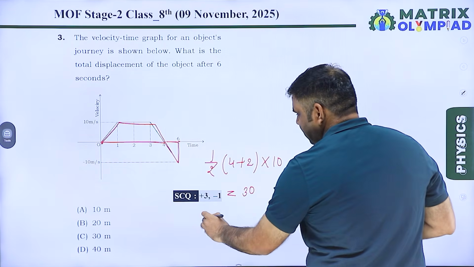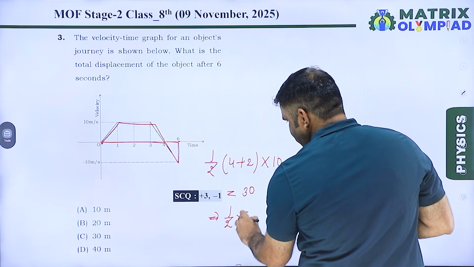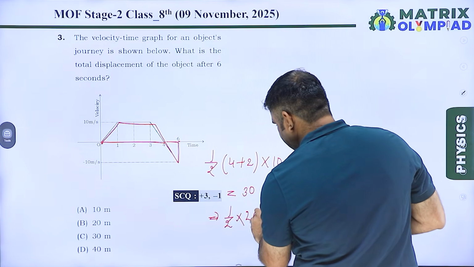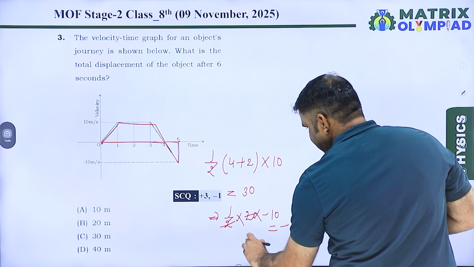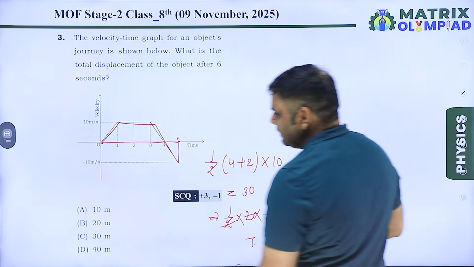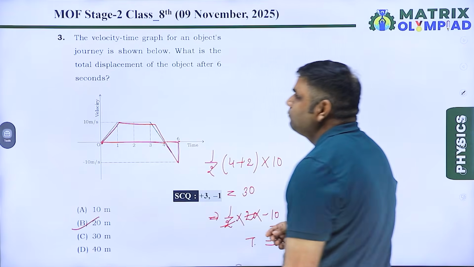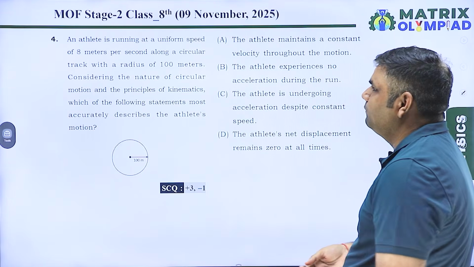So what is the area of the triangle? 1 by 2, base is 2, height is minus 10. So minus 10, so total area will be 30 minus 10. So our correct answer will be 20 meter for question number 3. Move to the next question, that is question number 4.